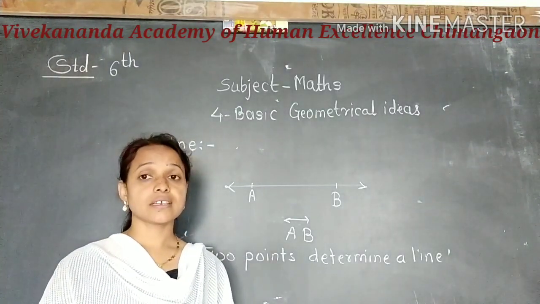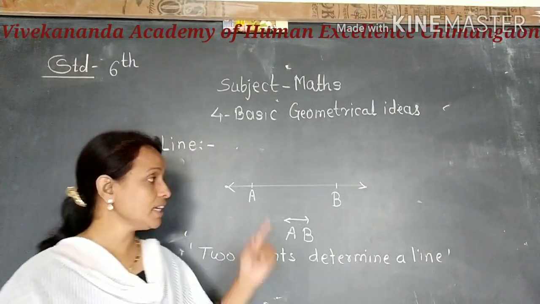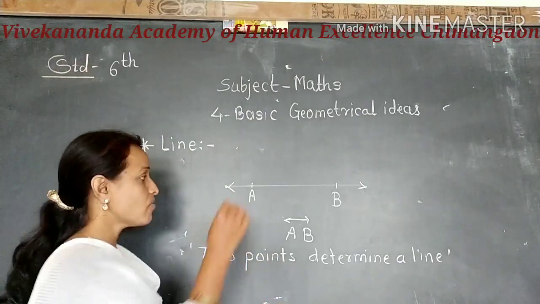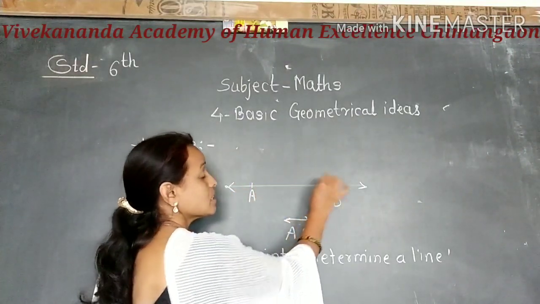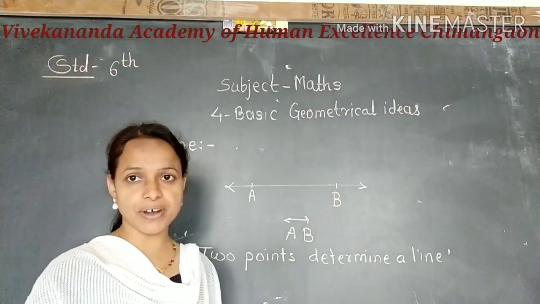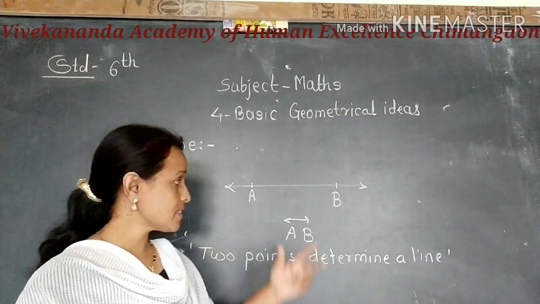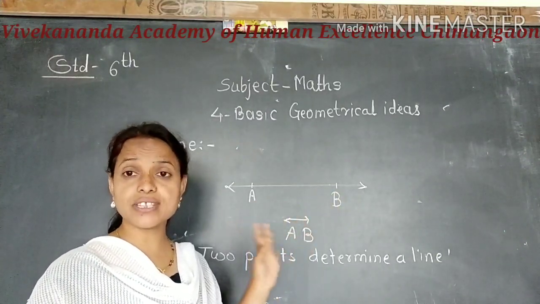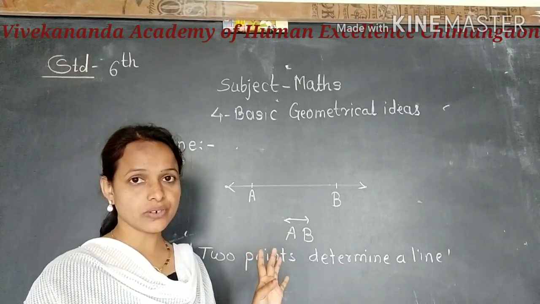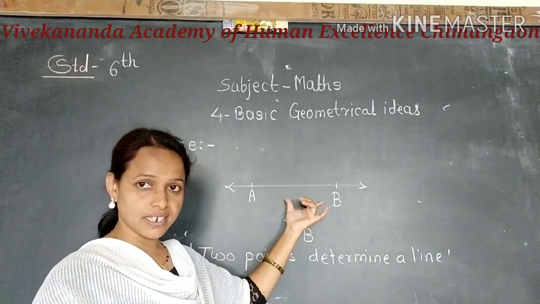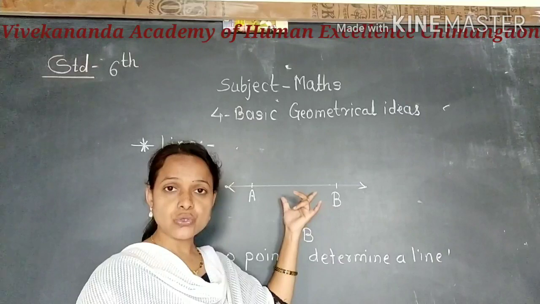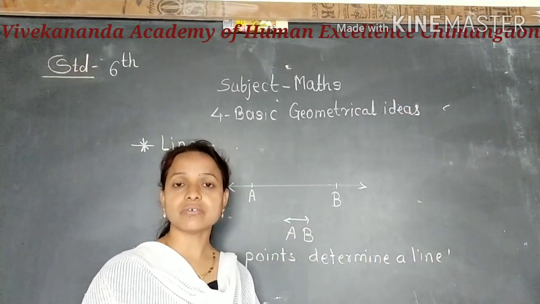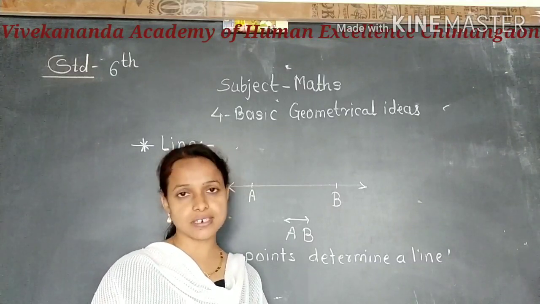A line extends indefinitely in both directions. So it contains countless number of points. 2 points are enough to fix a line. Listen, students, 2 points are enough to fix a line. So we say that 2 points determine a line.